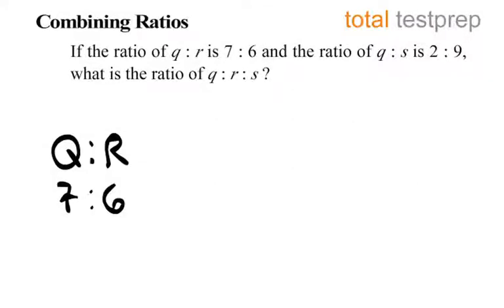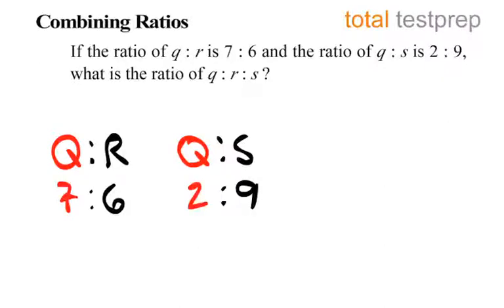Well, q to r is 7 to 6 and q to s is 2 to 9. First we find the common term. The common term here is q. We have to make sure that the number representing the common term is the same in both. But here on the left ratio it's a 7, and on the right ratio it's a 2, so it's not the same. What we're going to do is multiply both parts of the ratio on the left by 2 to get 14 to 12. And we're going to multiply both parts of the ratio on the right by 7 to get 14 to 63. That way, the q's are the same in both. They're 14 in both ratios.